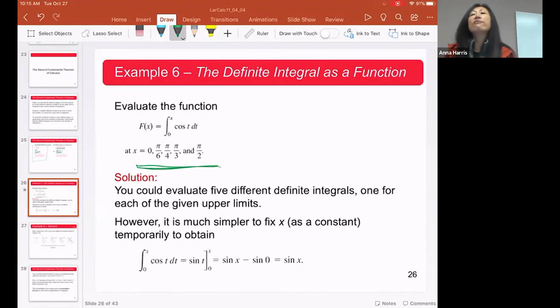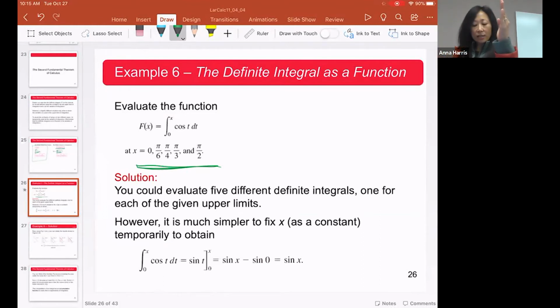I want to have different upper limits because I want to know what my area is when my upper limit is only 0, or from 0 to pi over 6, 0 to pi over 4, 0 to pi over 3, 0 to pi over 2. I want to know what that equals. So my x is changing each time.